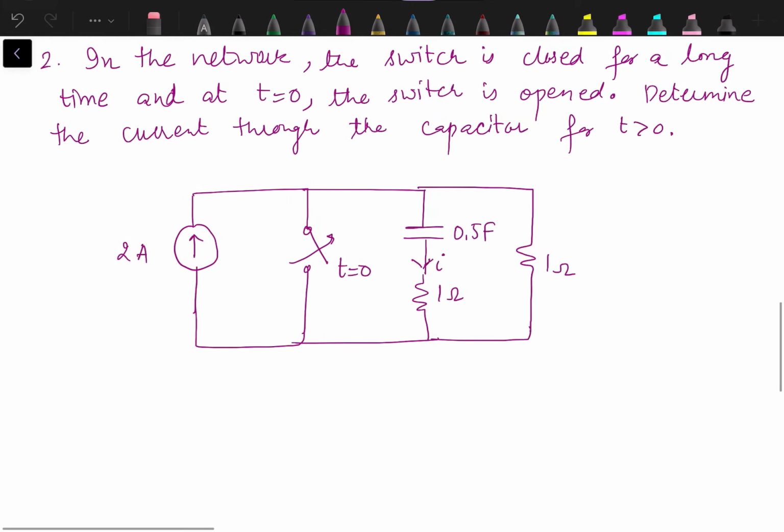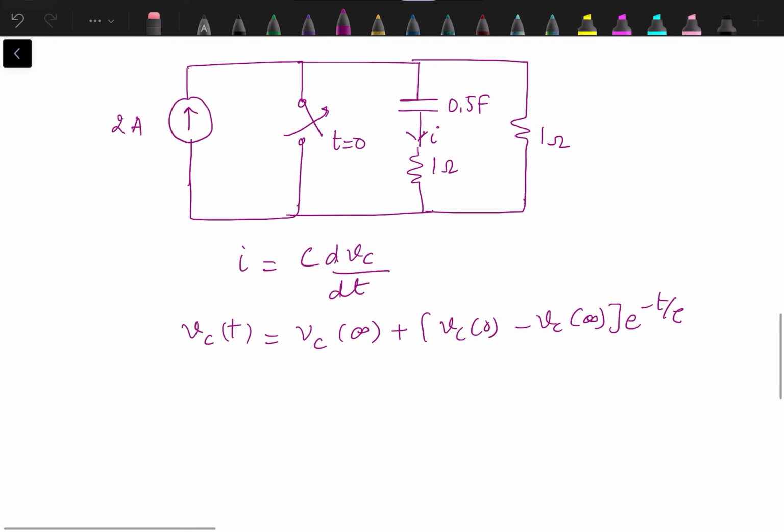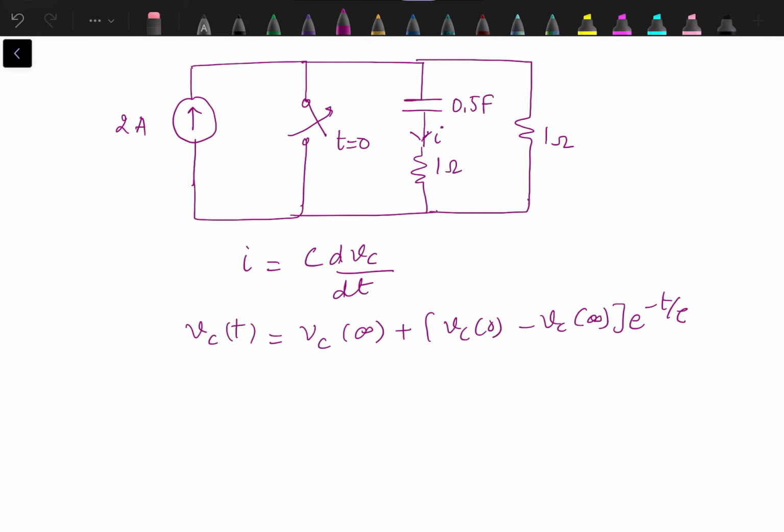If the current is denoted by I, then I is equal to C dVc by dt, and the expression for obtaining Vc is the same: Vc(t) is equal to Vc infinity plus (Vc0 minus Vc infinity) into e raised to power minus t by tau. So again we need to do the calculations for voltage across the capacitor before switching, after switching, and for time constant.